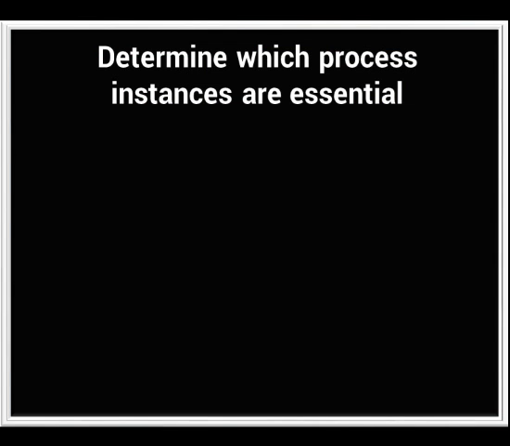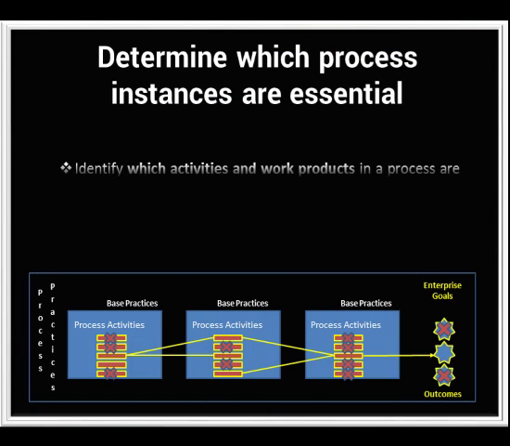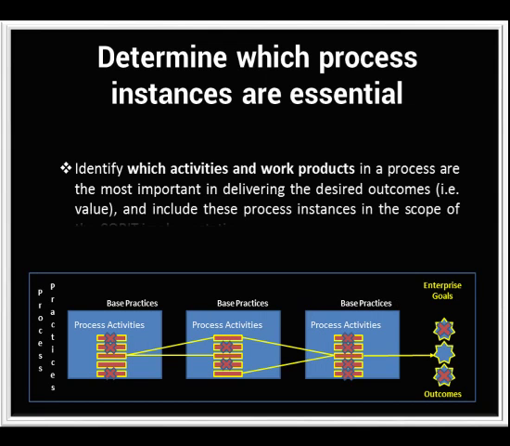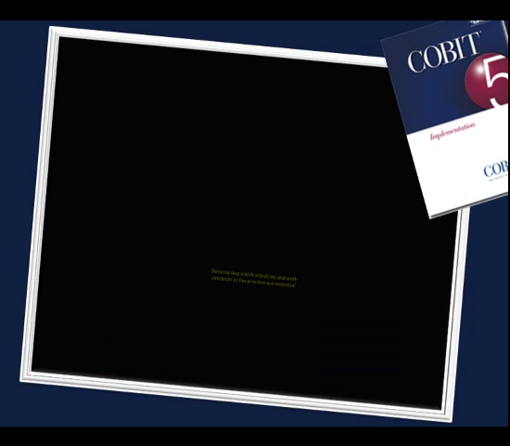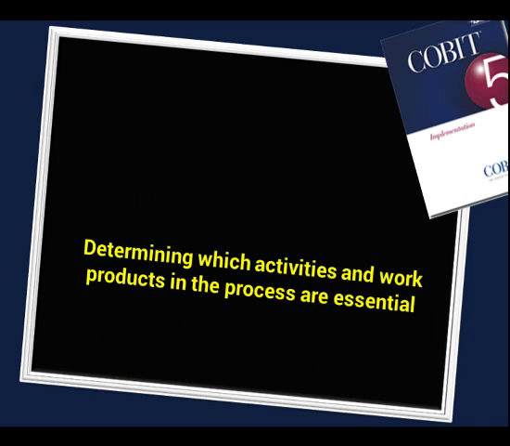Determine which process instances are essential. Identify which activities and work products in a process are the most important in delivering the desired outcomes, and include these process instances in the scope of the COBIT implementation. Determine which activities and work products in the process are essential.